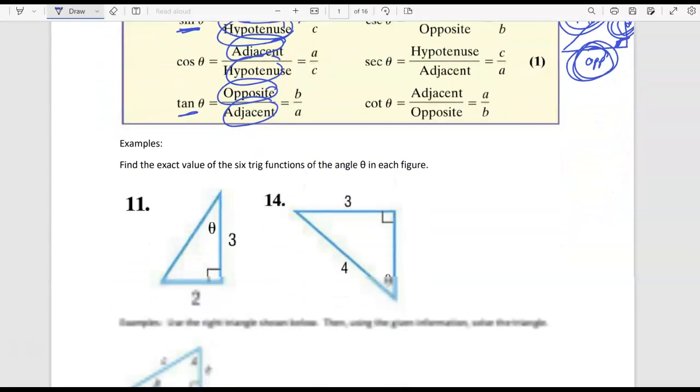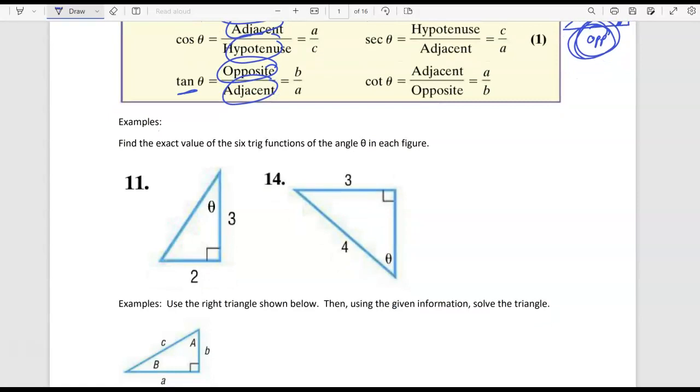So let's look at a few examples. If we're looking at number 11, they're asking us to find the exact value of the 6 trig functions for this theta value here. So this is our angle. Now we're missing the hypotenuse side. We do have to figure out what that's going to be.